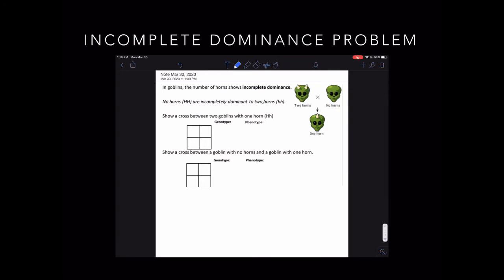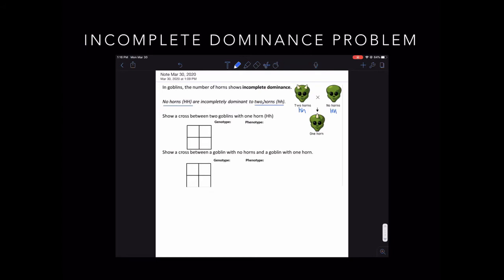Let's look at an example of incomplete dominance. In goblins, the number of horns shows incomplete dominance. No horns, HH, are incompletely dominant to 2 horns, H'H' recessive. As you can see, I wrote the genotypes next to each goblin.